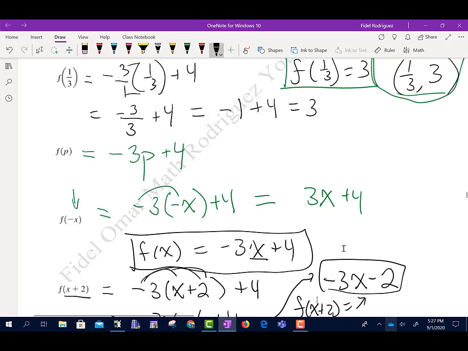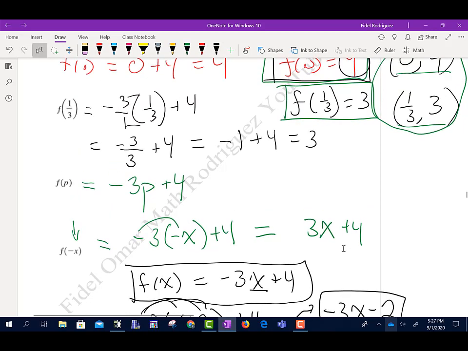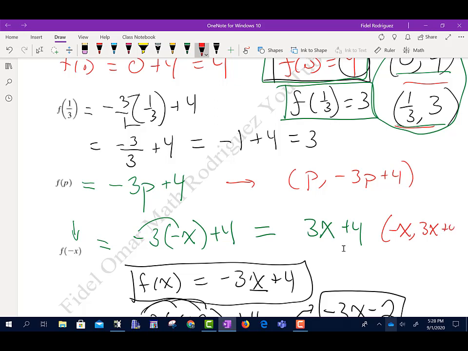So before I go on, let me kind of scooch back here. You know how we wrote these as points? Let me show you how you'd write this one as a point. (p, negative 3p plus 4). And this one would be (negative x, 3x plus 4). And this one here would be (x plus 2, negative 3x minus 2). Okay? I would do it exactly the same way we did those over there.